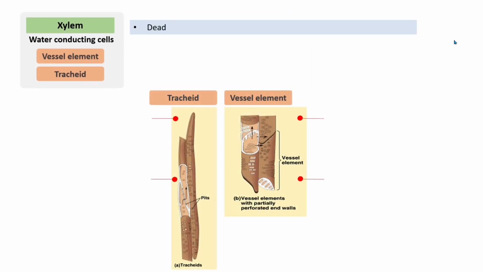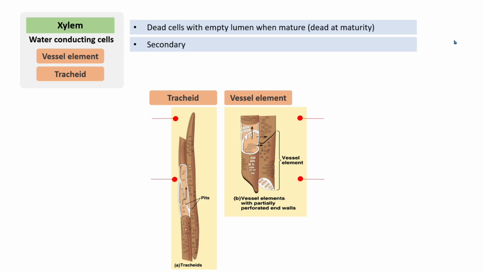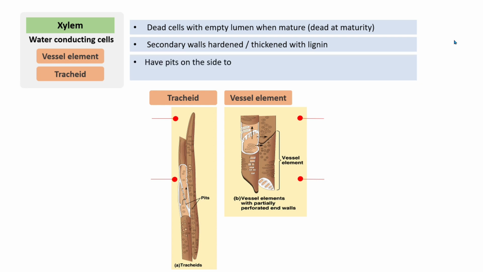In xylem, both vessel element and tracheid are dead cells with empty lumen when mature. Both have secondary walls that are hardened or thickened with lignin. Both have pits on the side, to allow water to move laterally from cell to cell through pits.